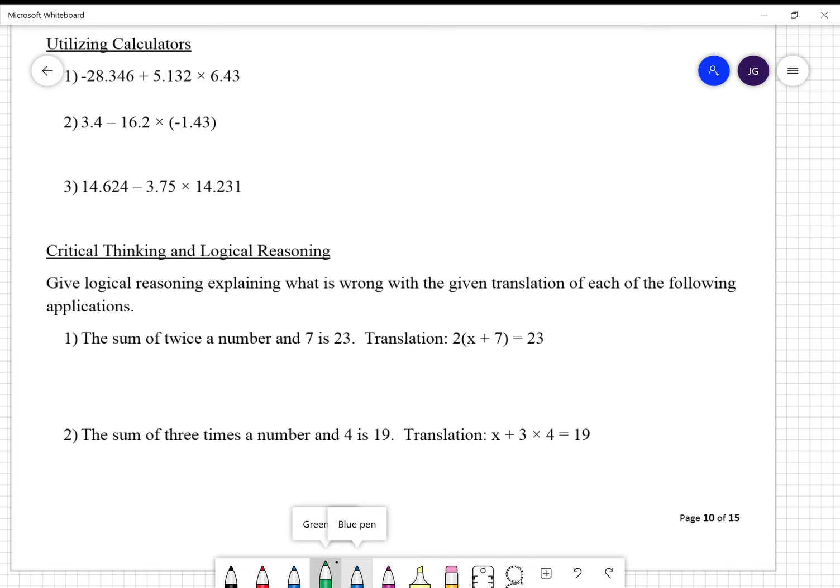Okay, we're going to continue with solving word problems. This part is just practicing using your calculator, so make sure that you can get these numbers right. There's no rounding instructions.